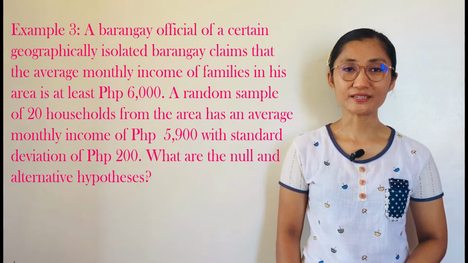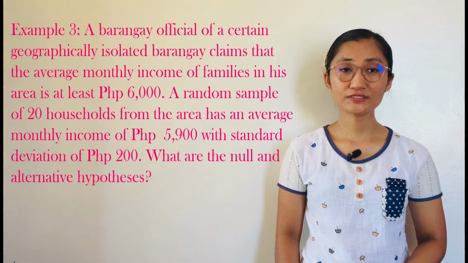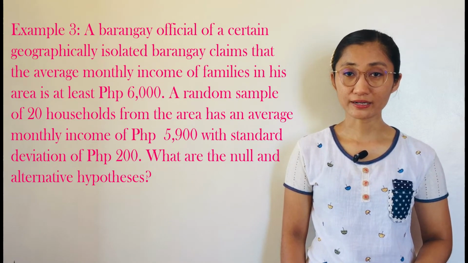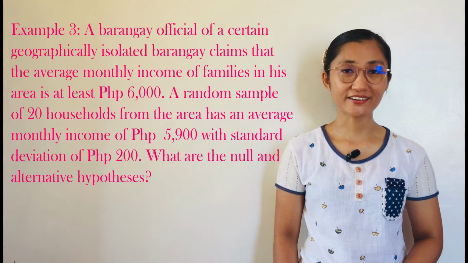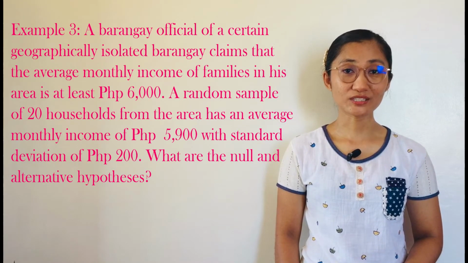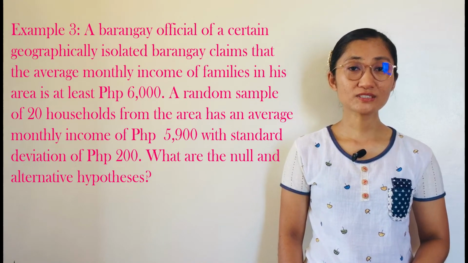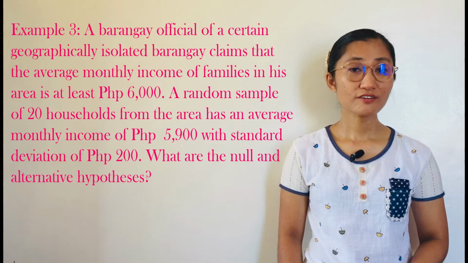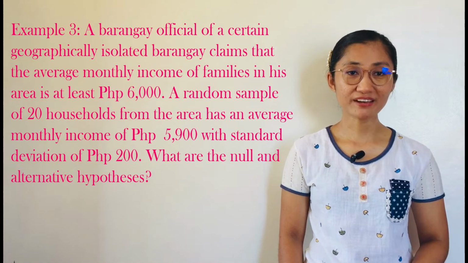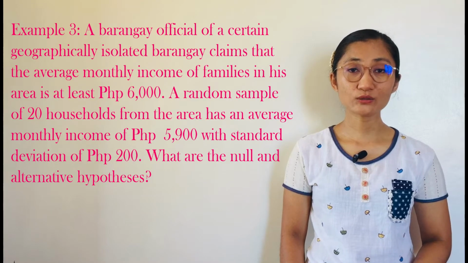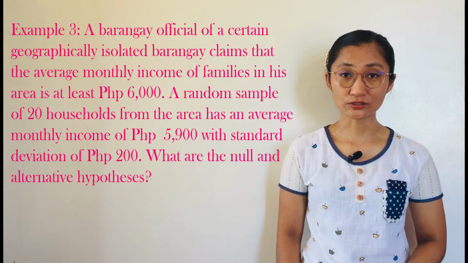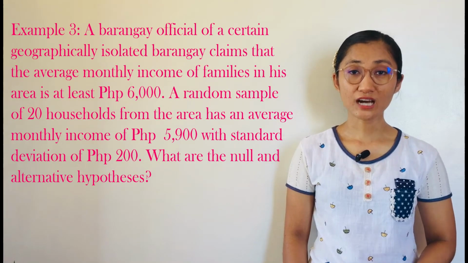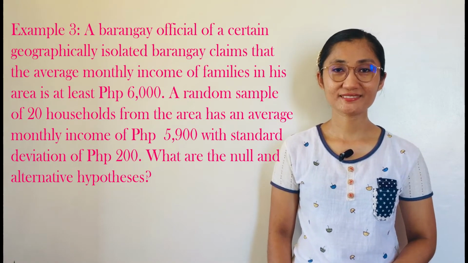Let's have example 3. A barangay official of a certain geographically isolated barangay claims that the average monthly income of families in his area is at least 6,000 pesos. A random sample of 20 households from the area has an average monthly income of 5,900 pesos, with standard deviation of 200 pesos. What are the null and alternative hypotheses?